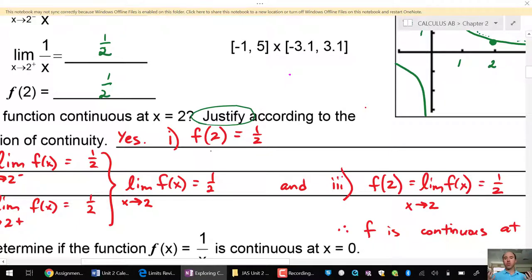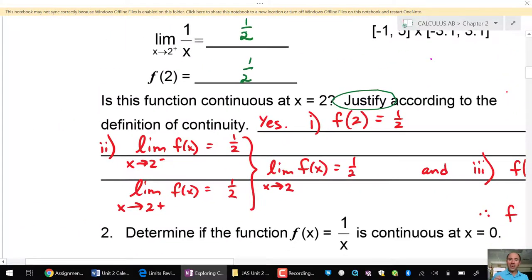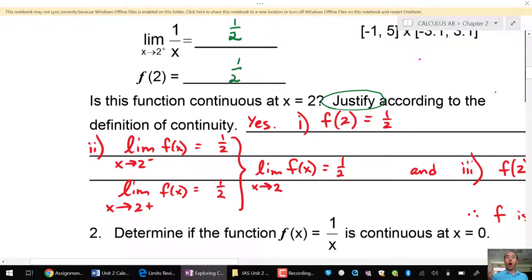Number 1, f of 2 equals 1/2. State that the function exists and what the function value is at the point x equals 2. Now the limits. Be very careful with the limit notation. The limit as x approaches 2 from the left of f of x is 1/2. Below that, write the limit as x approaches 2 from the right of f of x also is 1/2. And then I like to bracket those two together because those two limit statements lead me to state the next one, which is that the limit as x approaches 2 overall of f of x exists and is 1/2. It's really that key component that we want to go after.